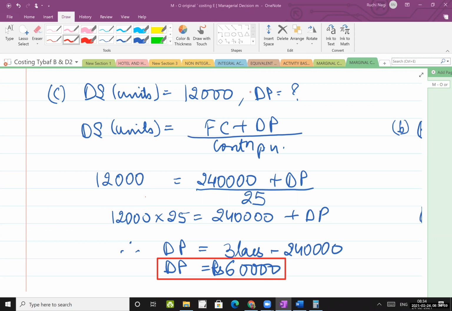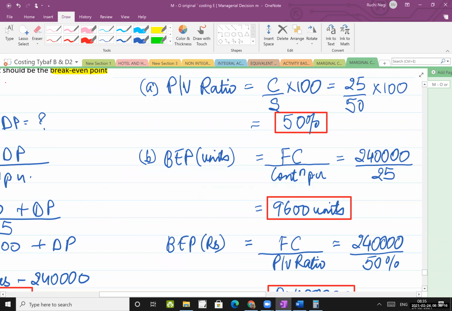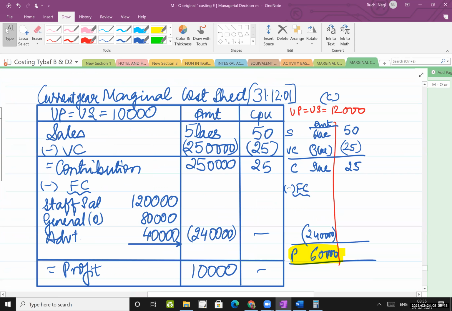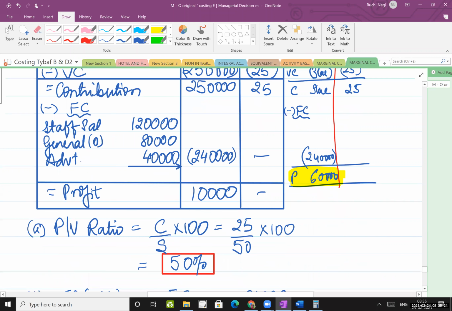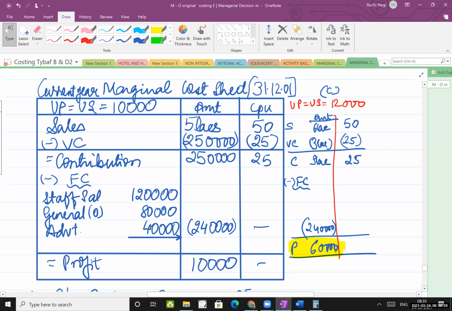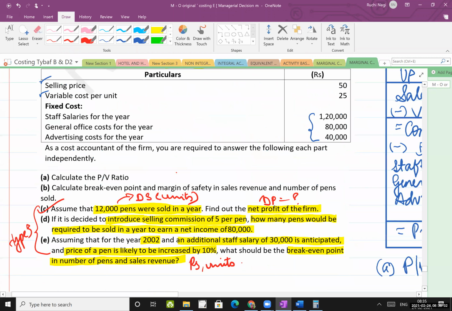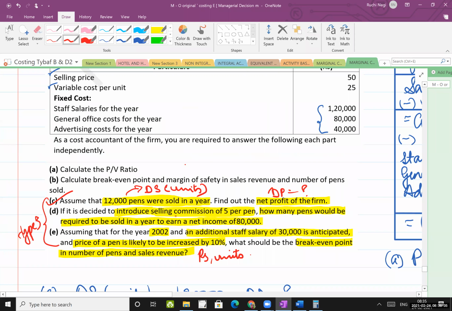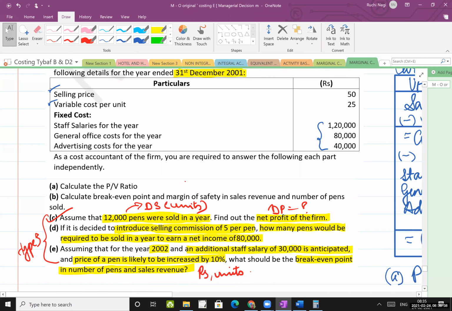Can I move further to the D part? Okay, I hope ये वाला पार्ट भी आपने नोट डाउन किया होगा. Now come to the D part of the question. So D part क्या बोलता है कि there should be a new introduction, there should be a new cost.